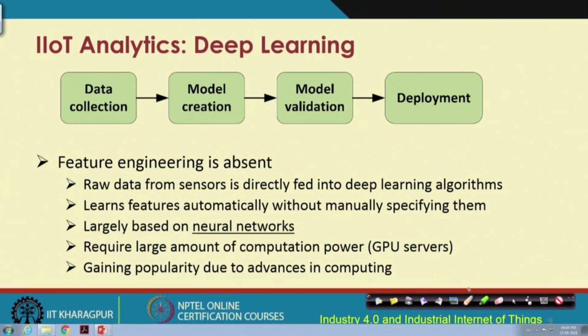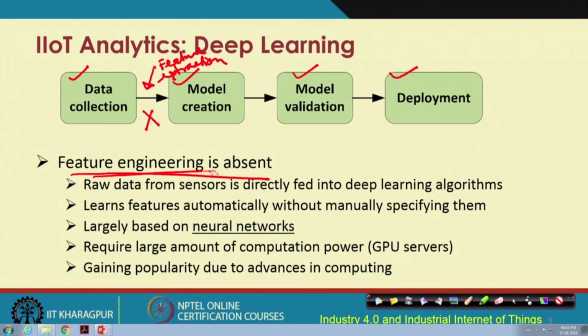Was done, in deep learning you do not have that provision. So, there is no feature engineering aspect present. If you look at this overall block diagram, we have data collection, model creation, model validation and deployment. What is absent over here, unlike in machine learning, is feature extraction, which was there in machine learning but is not there in deep learning. So, feature engineering is absent.